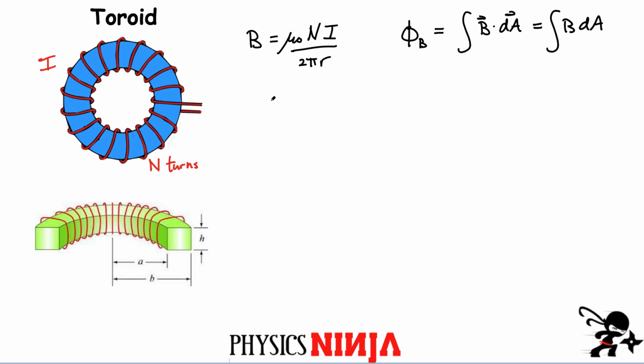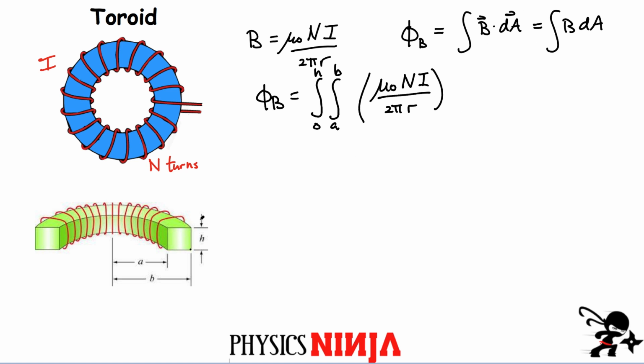So let's go ahead and set up this integral. Our flux is equal to the integral where we substitute the expression for the magnetic field, and we're integrating over two variables, right? We're integrating from 0 to the height h, and we're also integrating from A to B. The magnetic field equation is what I had on the previous page, so go ahead and substitute that: mu 0 nI over 2 pi r. Now, if you think about the area, I'm looking at an element of area.